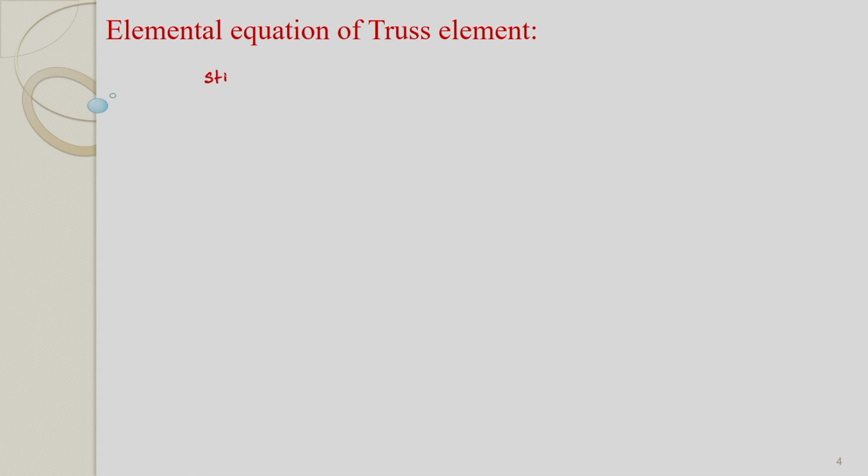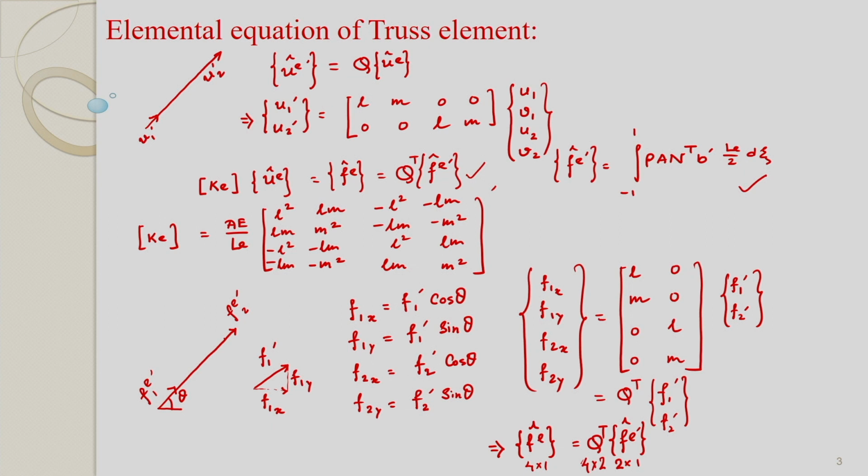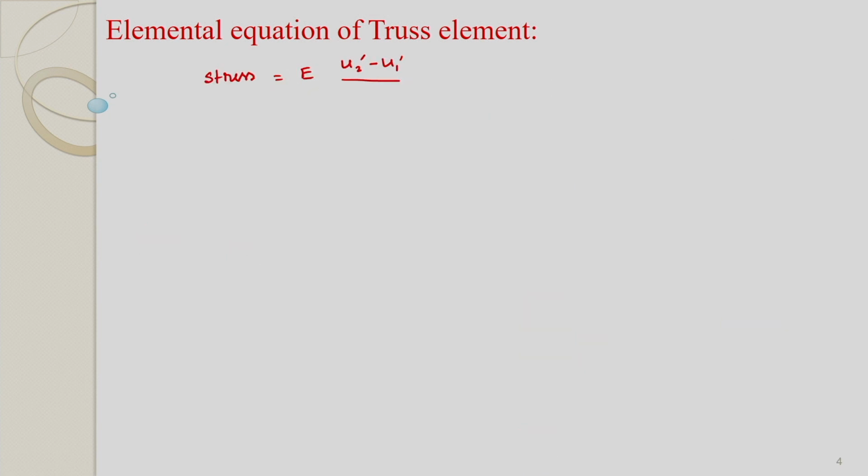Now, if we want to calculate stress in the element, that is E, and strain in that element, that is the deformation in that element, the total elongation will be u2 prime minus u1 prime by length of this element.